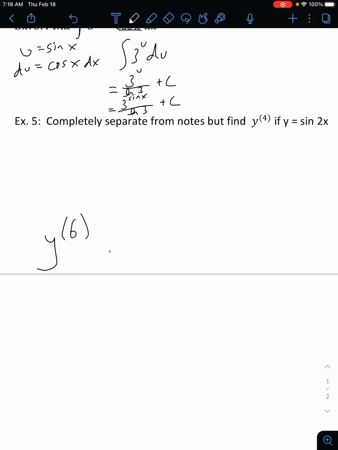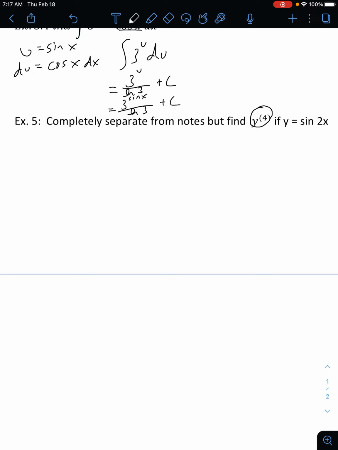In derivative notation, it's y prime, y double prime, y triple prime. But after the triple prime, they start putting in numbers to represent what derivative it is. So it'd be like the 4th derivative, the 5th derivative, and so on. So I just wanted to put this problem on here to talk about notation that you might come across, because we haven't really talked about it. So this is saying find the 4th derivative if y equals sine of 2x. That's all this is saying.